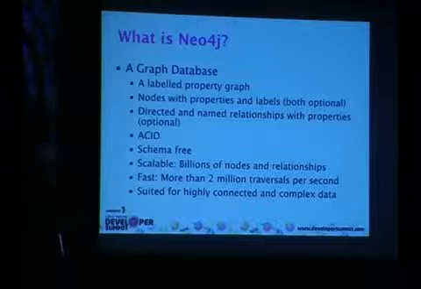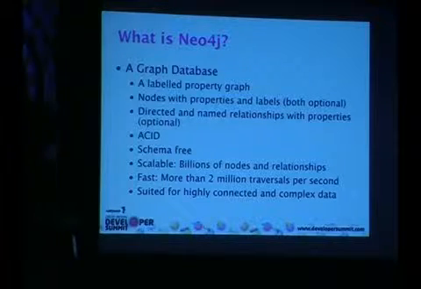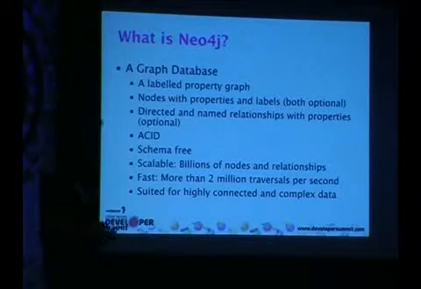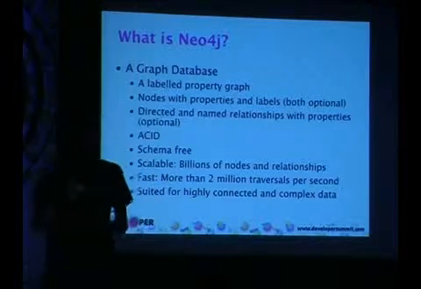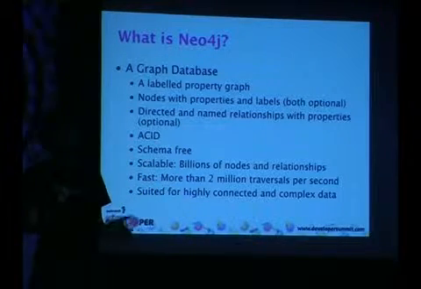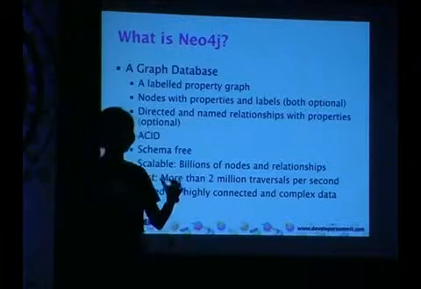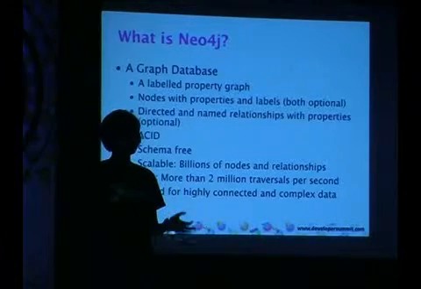So you've got nodes, you've got directed and named relations with properties. A relationship in Neo4j must be named. It must have a direction. So you must specify whether it's incoming or outgoing. But it doesn't matter when you're traversing the graph. So there's a distinction there.